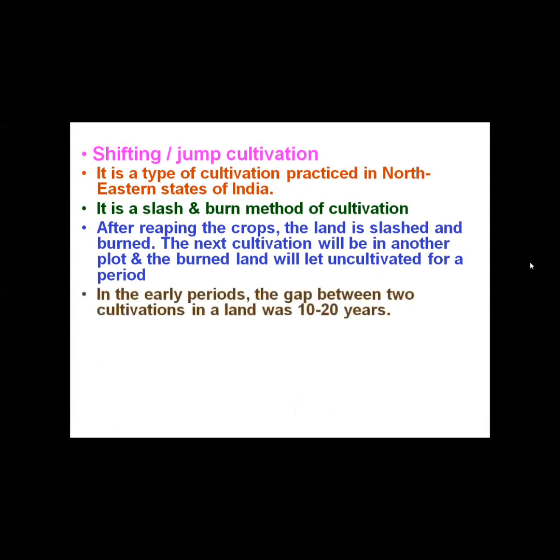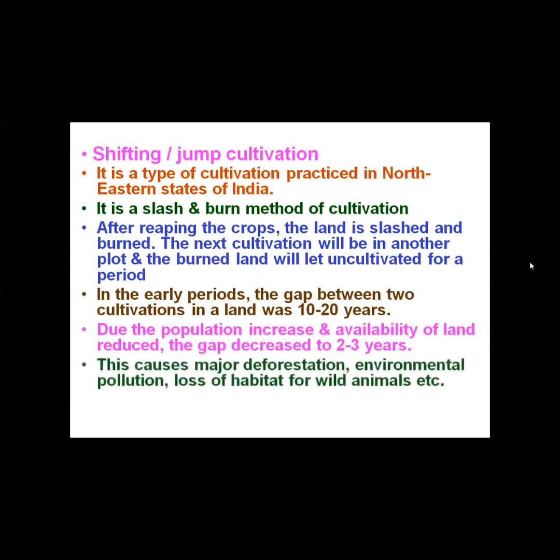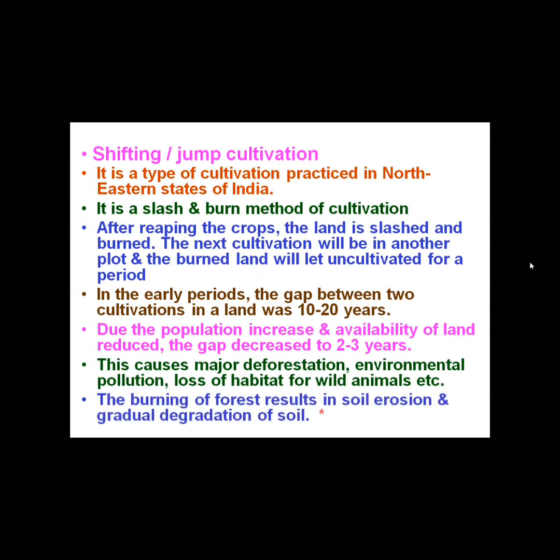In the early periods, the gap between two cultivations on a land was 10 to 20 years. But due to increasing population and reduced availability of land, the gap has decreased to 2 to 3 years. This causes major deforestation, environmental pollution, and loss of habitat for wild animals. The burning of the forest results in soil erosion as well as gradual degradation of the soils.